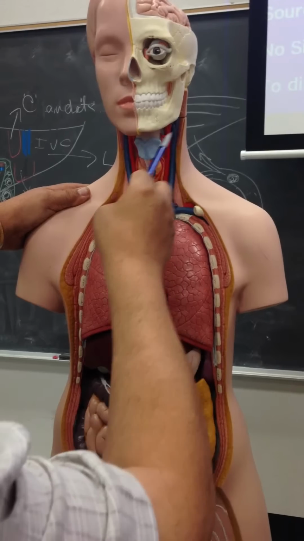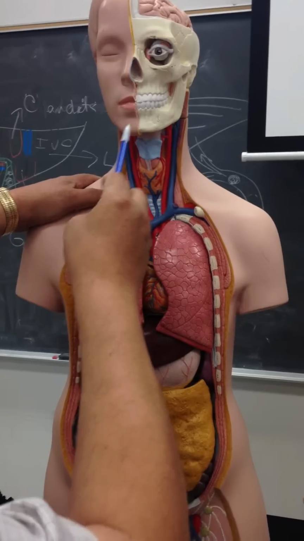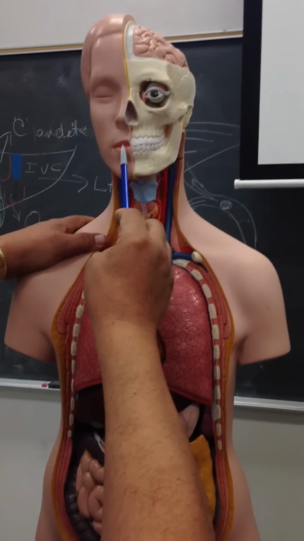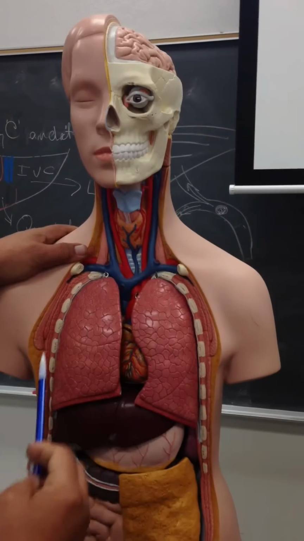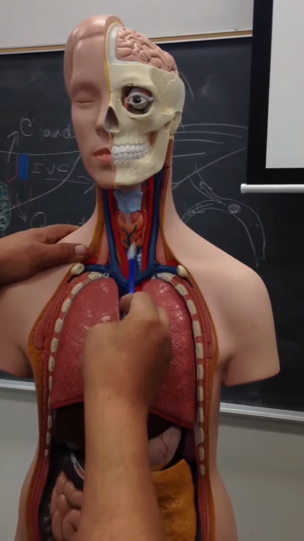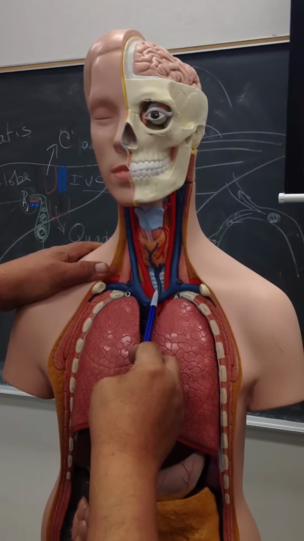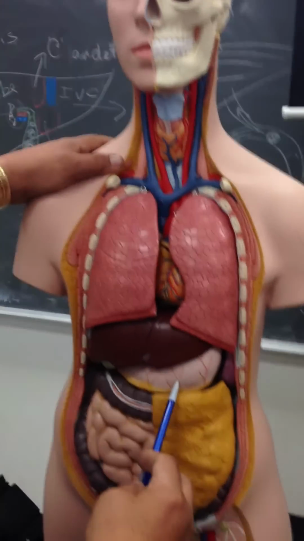followed by the pharynx. The pharynx should have three parts: the part opposite the nose, the nasopharynx; the part opposite the mouth, the oropharynx; and the part opposite the larynx, the laryngopharynx. Of course, we do not have it right over there. And then next to the pharynx, we have the esophagus. It goes from the pharynx all the way down to the stomach.